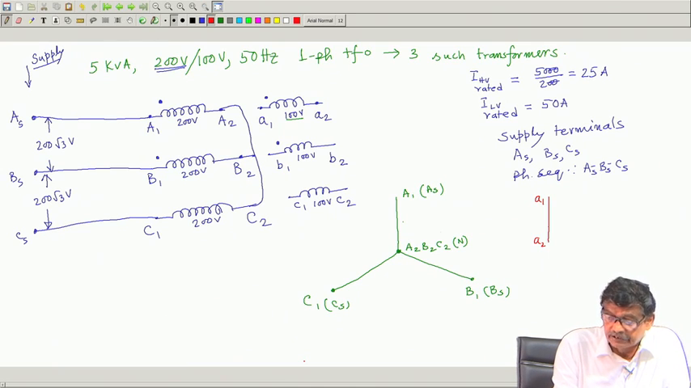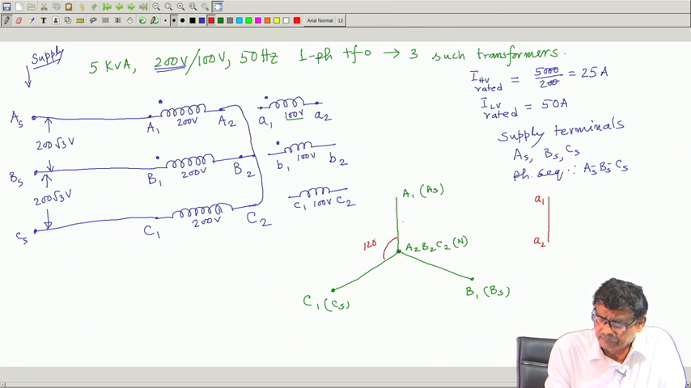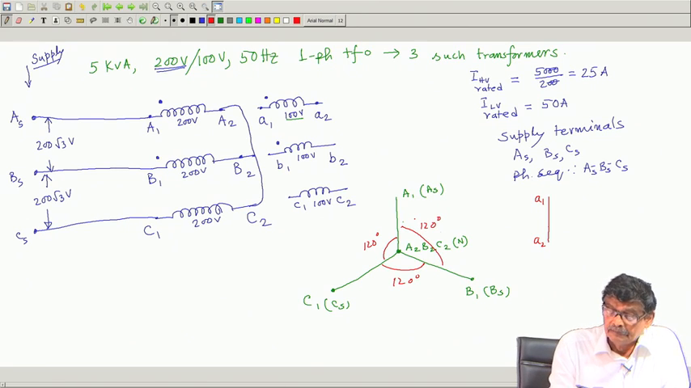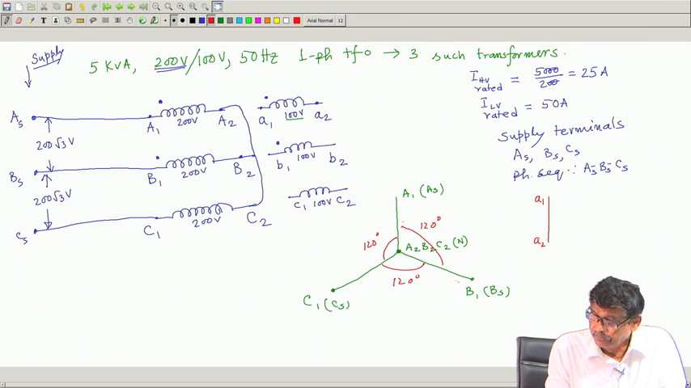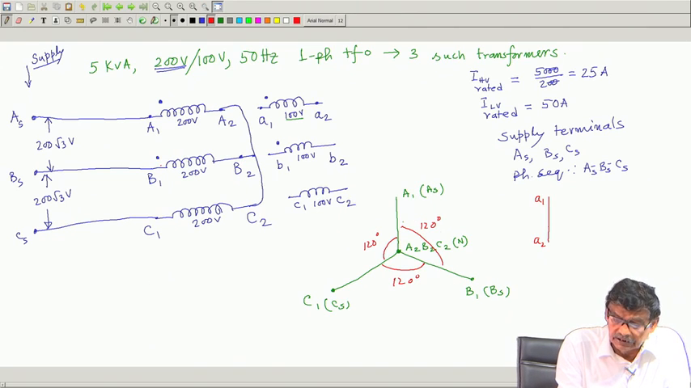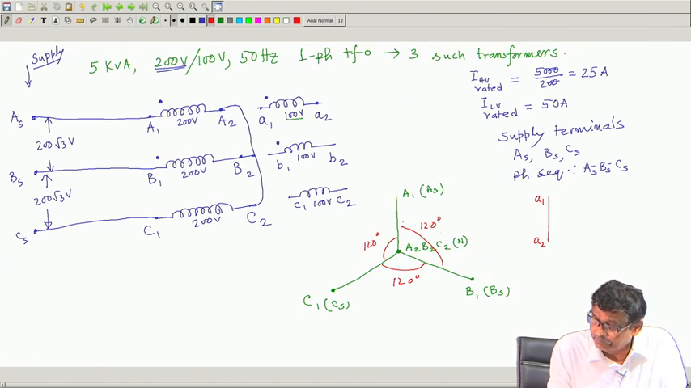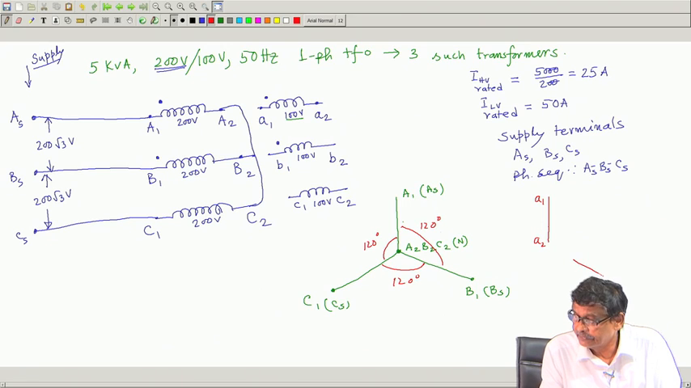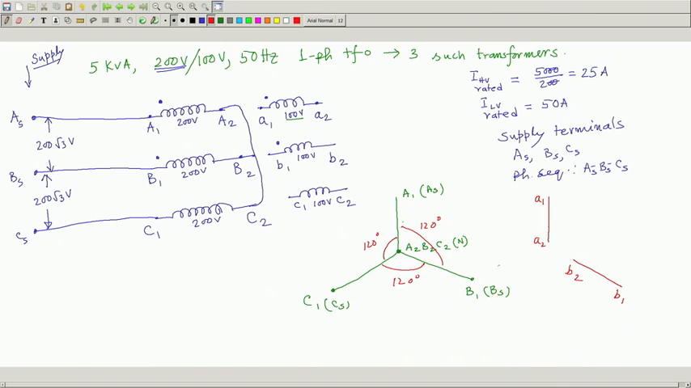Similarly, for the second transformer, and mind you, a 3-phase balanced system means the lengths are the same and the supply voltages are 120 degrees apart. Therefore, B1 B2, the second transformer, is the applied voltage. What will be the induced voltage in small b1 b2? A line parallel to this, and since B1 is dot, it will be just parallel to this, like this.